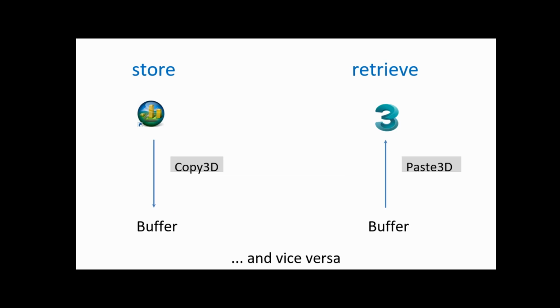Now, the idea is quite simple, because what really happens is when I press copy 3D inside my GIS, then the features are stored in a buffer. And when I press paste 3D in the modeling software, then basically I just retrieve them again from the buffer. The buffer is on disk.